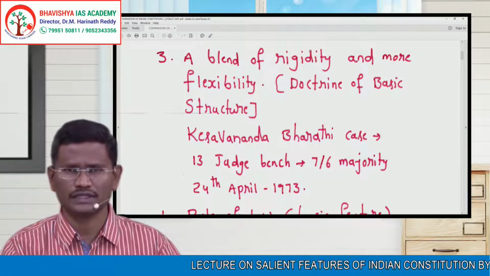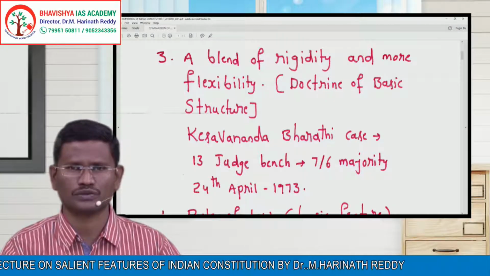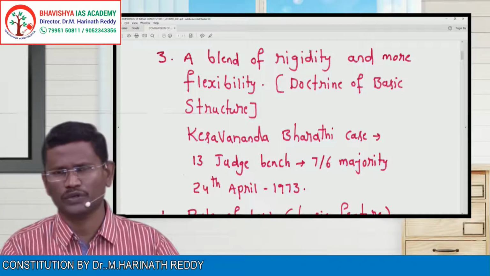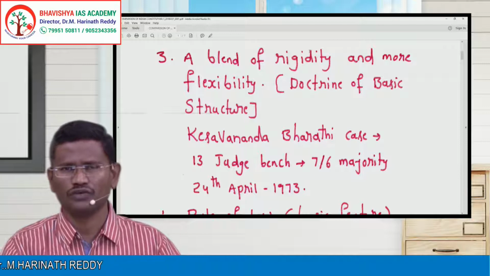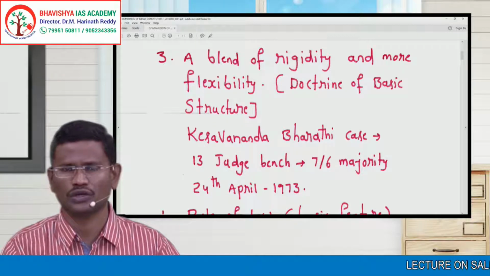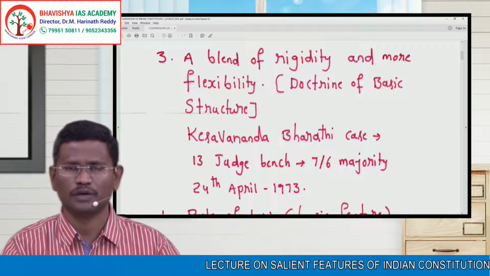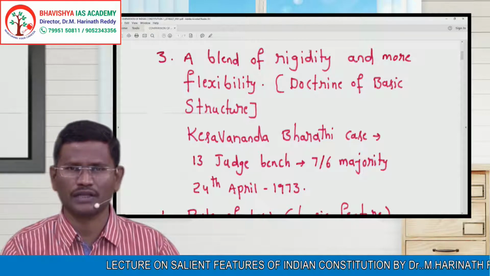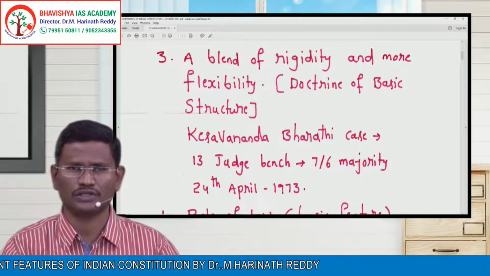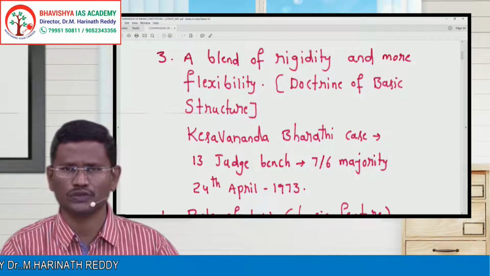So under Article 368, Indian Parliament cannot amend the basic features of the Indian Constitution. What are the basic features of the Indian Constitution? For example, the Indian Supreme Court from time to time has held the following as basic features: independence of judiciary, rule of law, secularism, federalism, separation of powers, balance among all the three branches of the government, free and fair elections, parliamentary democracy. So these were considered to be the basic features of the Indian Constitution by the Indian Supreme Court.